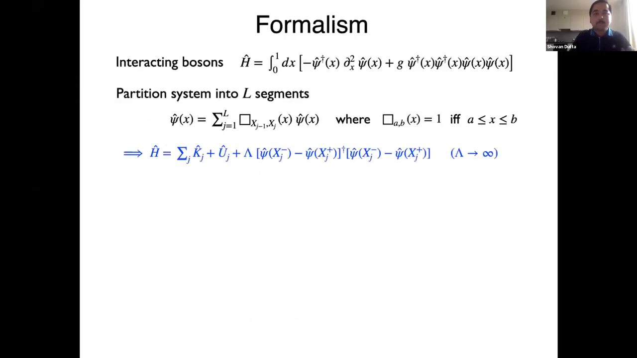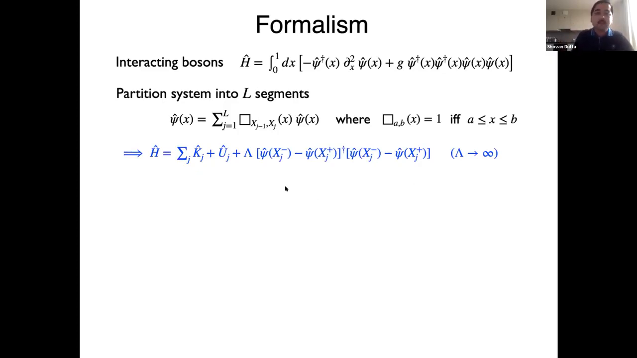Okay, so here's just a flavor of how it actually works. I take a model Hamiltonian describing interacting bosons. I'm sure most of you have seen this Hamiltonian. There's a kinetic energy part, or a single particle part, and there you have the interaction part with some interaction strength, contact interaction strength g. And let's say we are interested in finding the ground state of the system confined to a box, which I take between 0 and 1.